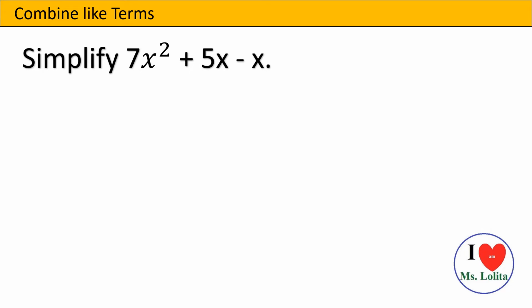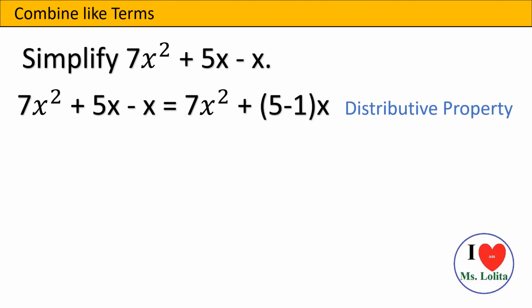Let us work on another example so that you can understand the lesson well. Simplify 7x squared plus 5x minus x. Applying the distributive property, we can combine the 5x minus x since they have the same common factor of x. So, it will give us 7x squared plus, open parenthesis, 5 minus 1, close parenthesis, multiplied with the x.